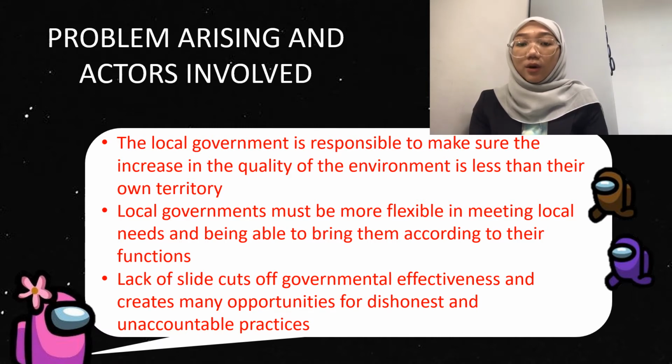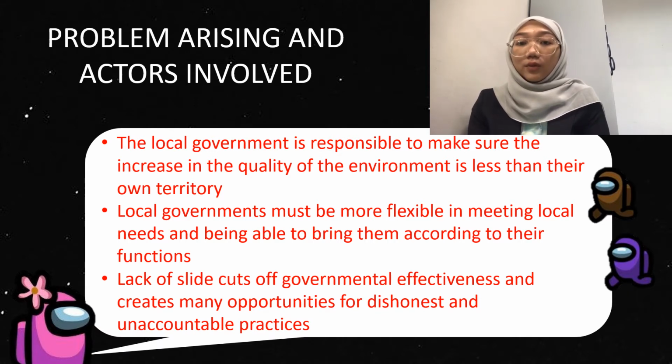Today I will present about my part, which is problem arising and actors involved. The local government is responsible for making sure the quality of the environment is increased within their own territory. This responsibility can be seen from the point of view of environmental cleanliness, the management of natural resources in a consistent and effective way, and also consideration towards any forms of threats or disturbances. This environment and safety problem is important because it concerns the people who live within the territory.